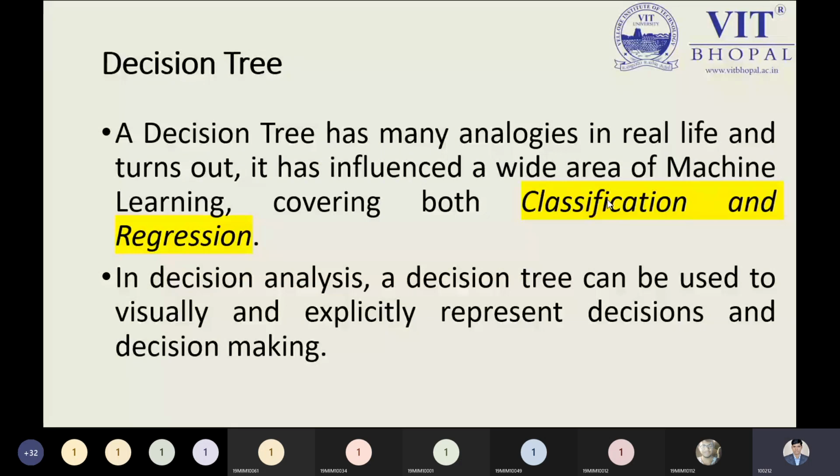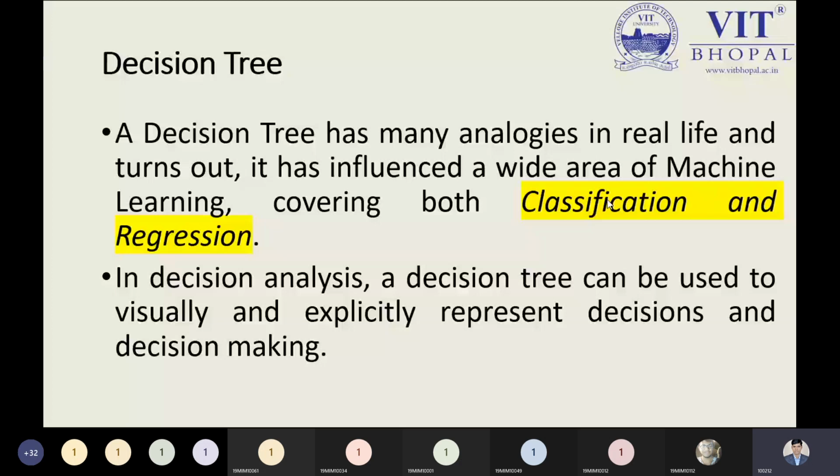A decision tree basically has many analogies in real-life applications. In fact, it covers both classification and regression. That is the point to keep in mind throughout your entire life, whenever you are trying to understand machine learning. It is the one best approach which describes both the classification and regression. But how do you choose or decide the appropriate decision tree? Of course, it is based on the problem.